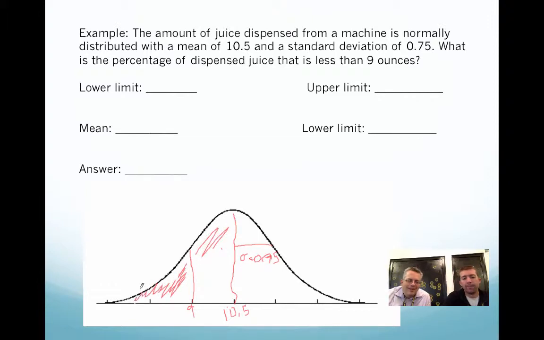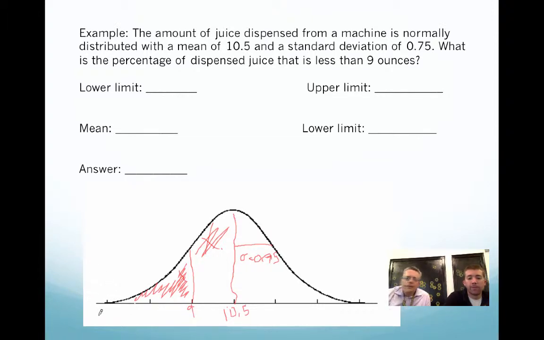The total area of the curve is 1. That represents 100%. That area from 9 and below represents the percent of bottles that are filled less than 9. So we just have to find it on our calculator.